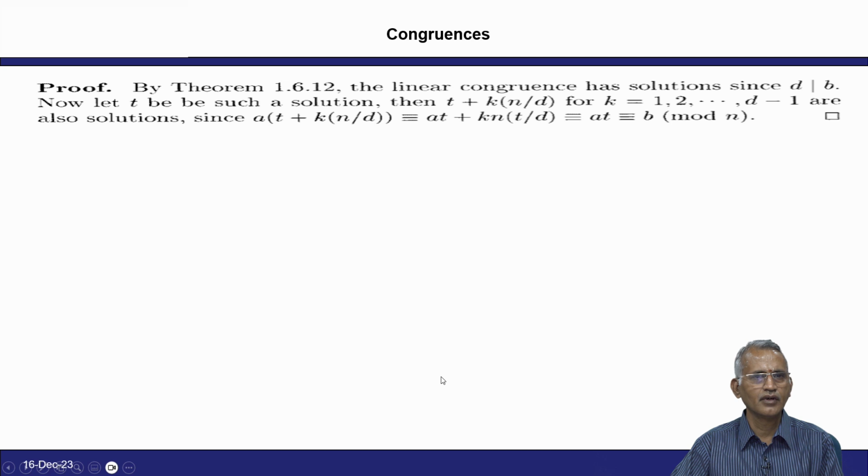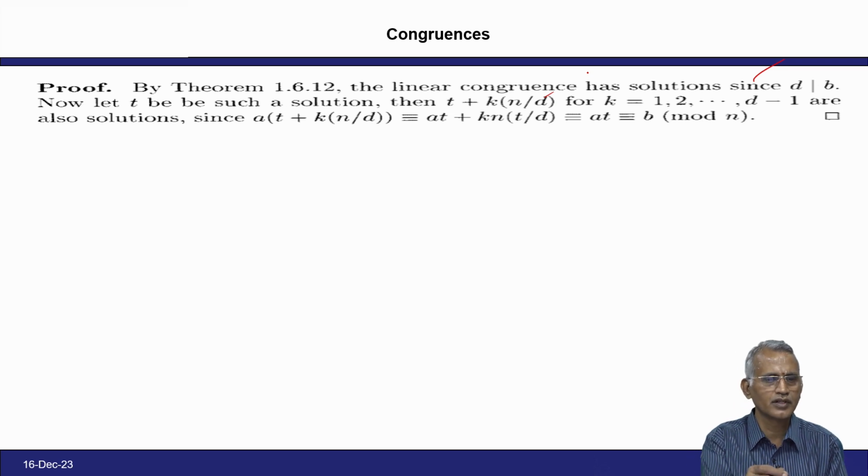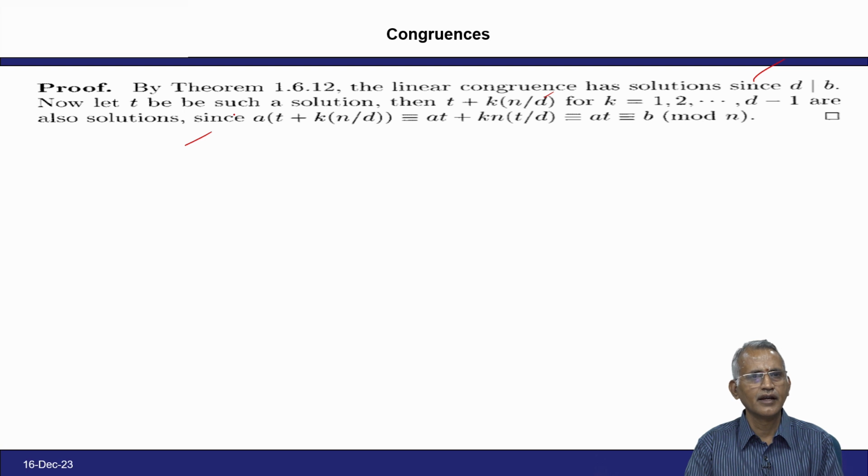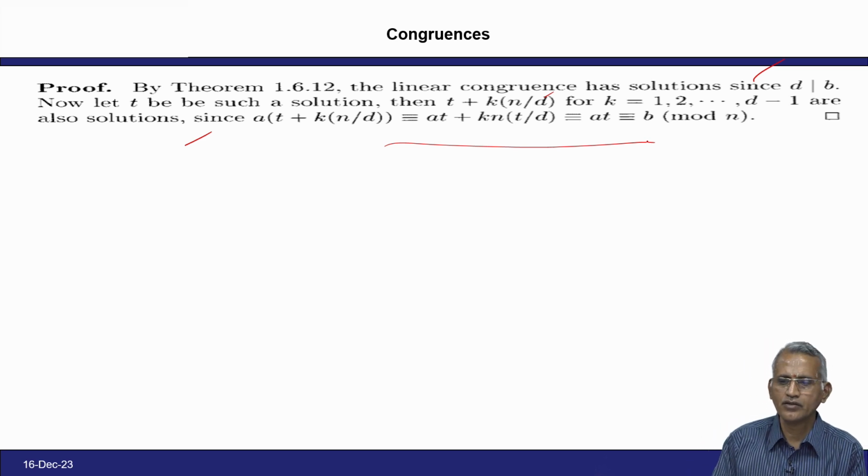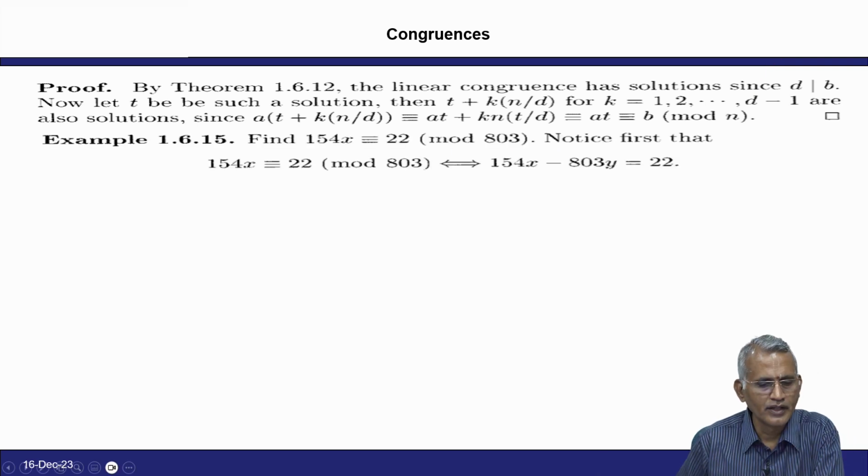So, by theorem 1.6.12 the linear congruence has a solution since d divides b. Now, let t be such a solution. Therefore, t plus k times n by d, for k equal to 1 to d minus 1, are also solutions, since a times (t plus k n by d) is identically equal to at plus kn t by d, which is identically equal to at, which is identically equal to b under modulo n. So, we discussed theorem 1.6.12.